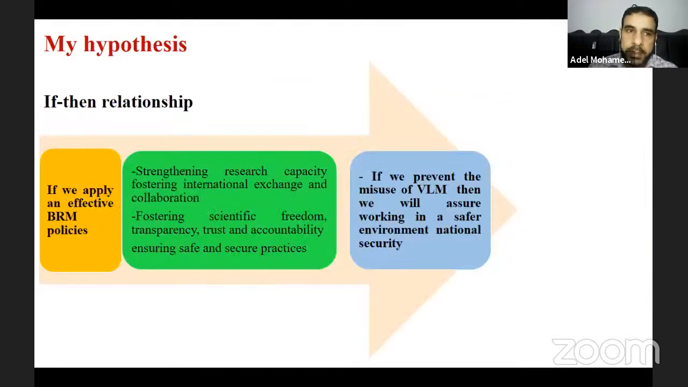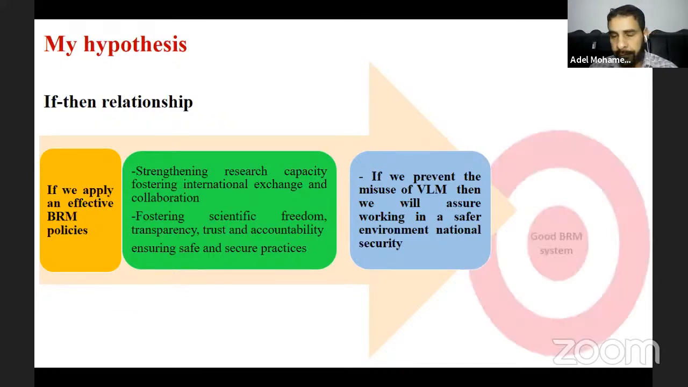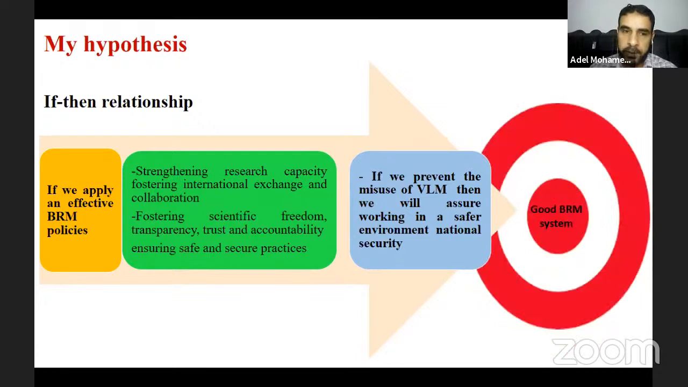So I set a hypothesis of the if-and-then relationship. If we apply an effective biorisk management policy, that's going to strengthen the research capacity, foster international exchange and collaboration, foster scientific freedom, transparency, trust, and accountability, and ensure safe and secure practice. All of that is going to come with the prevention of the misuse of valuable laboratory materials and valuable biological material. Then we will assure working in a safer environment, and eventually we will have a good biorisk management system.